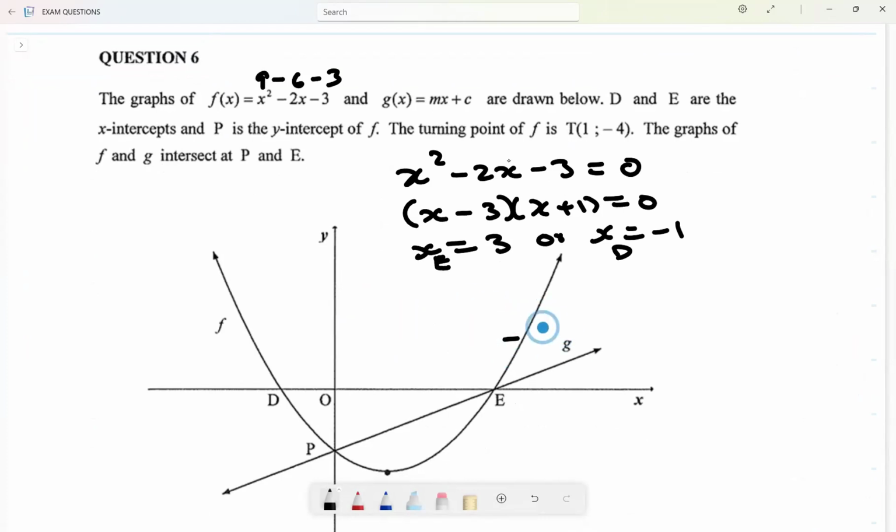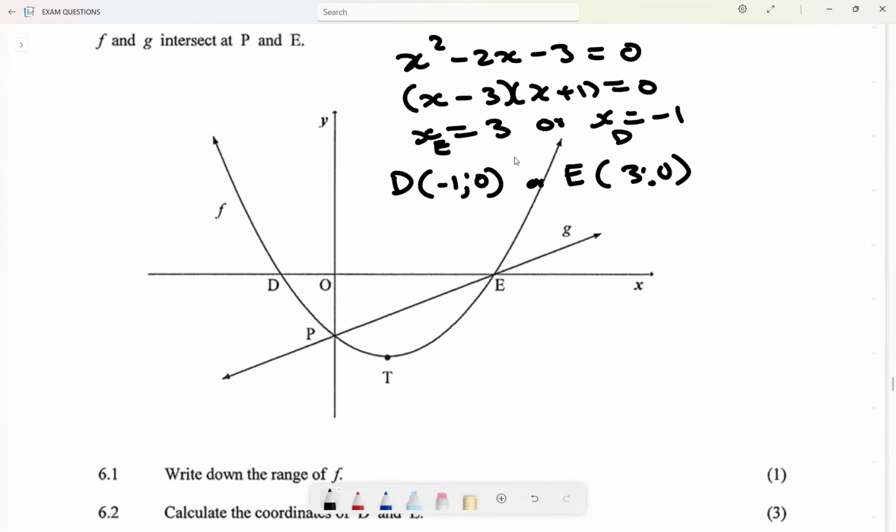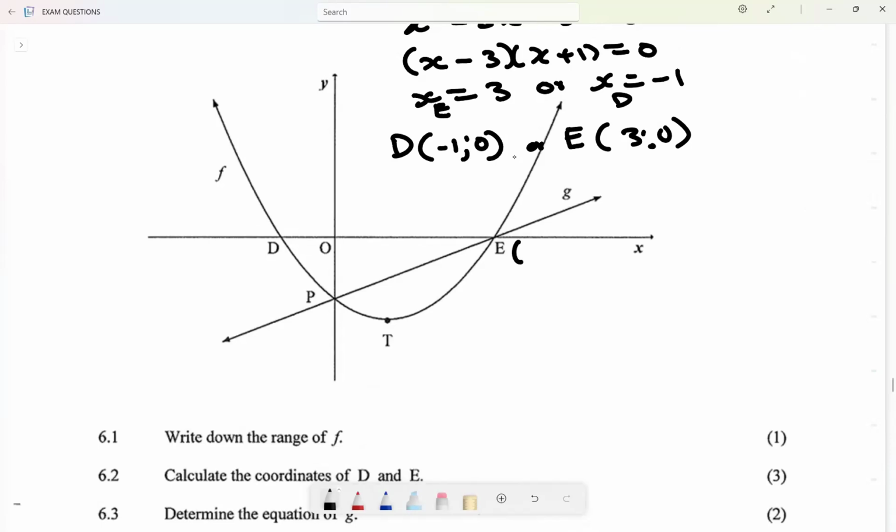Guys, they are x and y intercepts. So you just say D has coordinates (-1, 0) because you set y to 0 again, and E is supposed to be (3, 0). So just easy peasy, guys. Easy 3 marks. Cool, I can now move on.